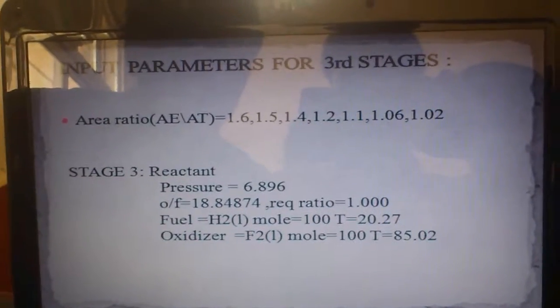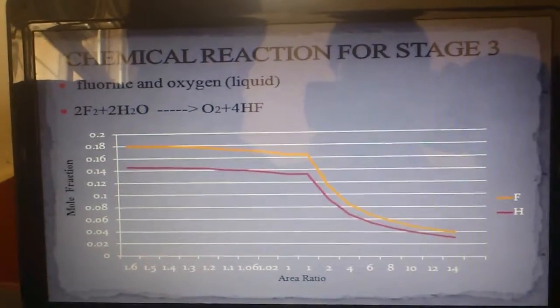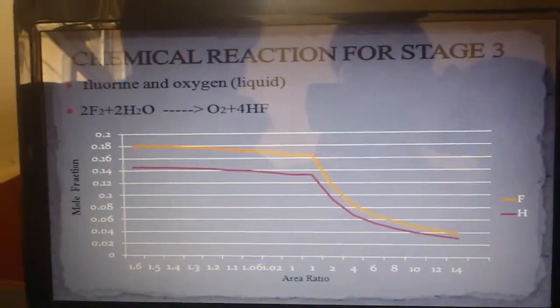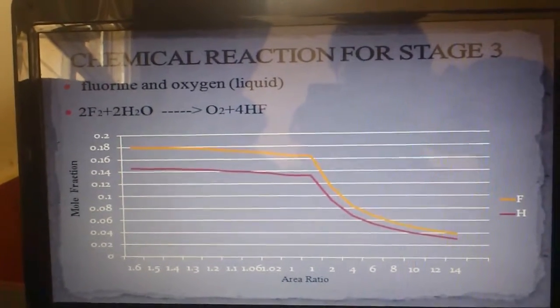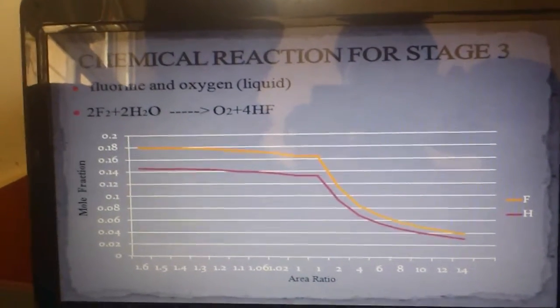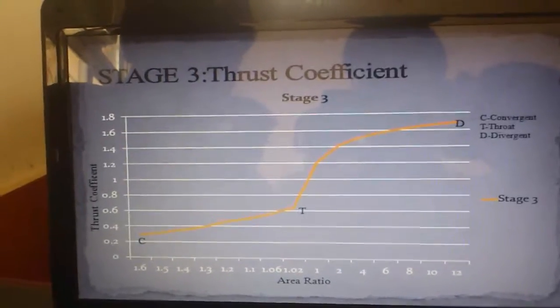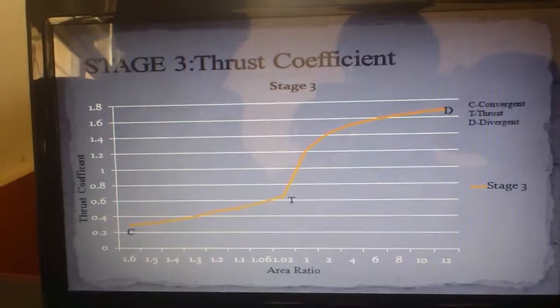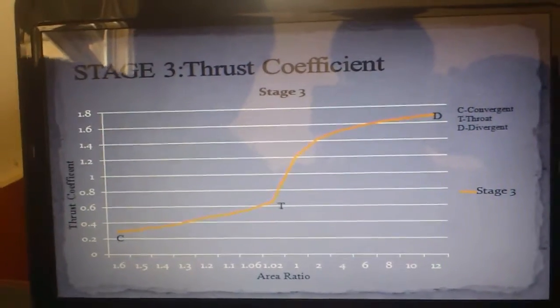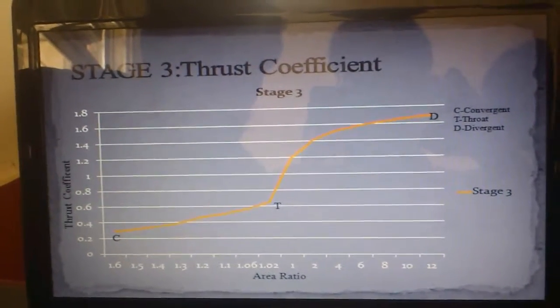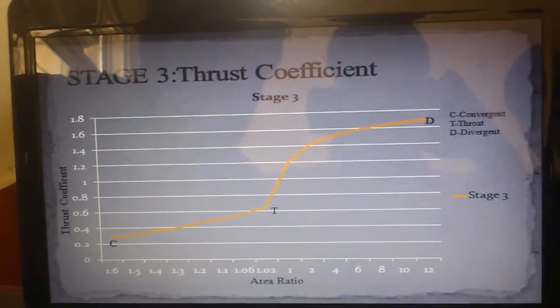This is the input parameter for the third stage, and codes. And this is the graph for the third stage, the chemical reaction for the third stage, and the graph is plotted between the area ratio and mole fraction. And this is the thrust coefficient for the third stage, and the graph is plotted between area ratio and thrust coefficient, and C is convergent, T is throat, and D is divergent.